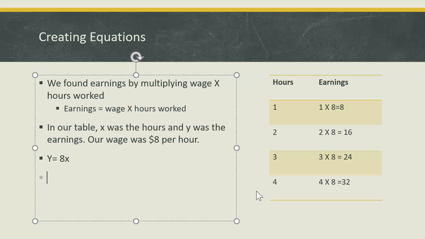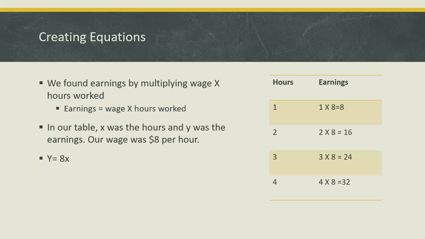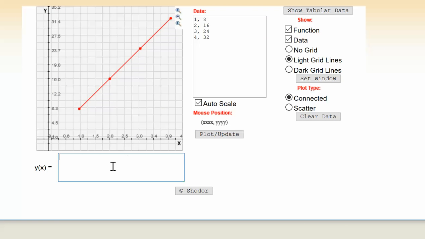We thought that our rule was y equals 8x. They already have y equals, so we type in 8x, update, and again, you'll notice the line laid directly on top of our points. That means the rule that models this data is y equals 8x. Again, you'll want to take a screenshot of this to submit with your assignment.